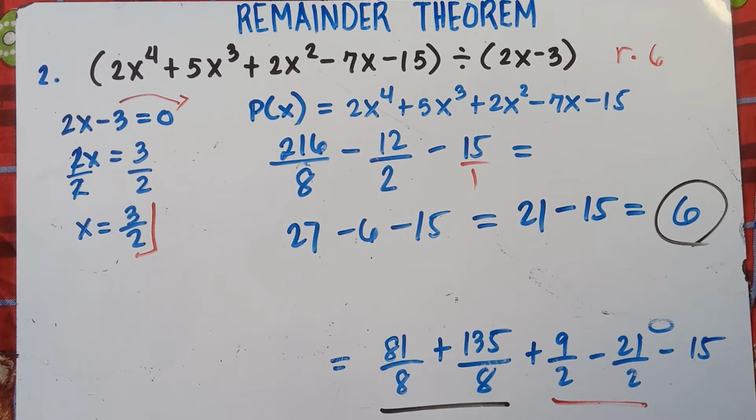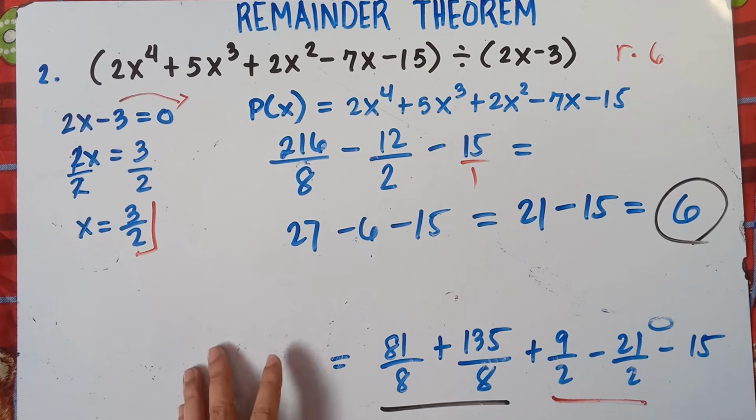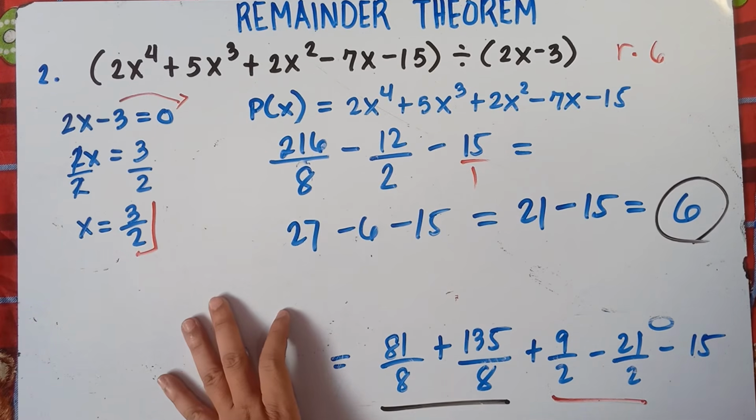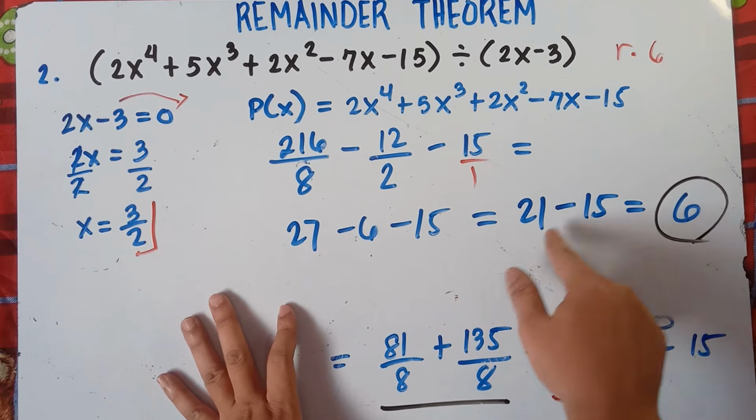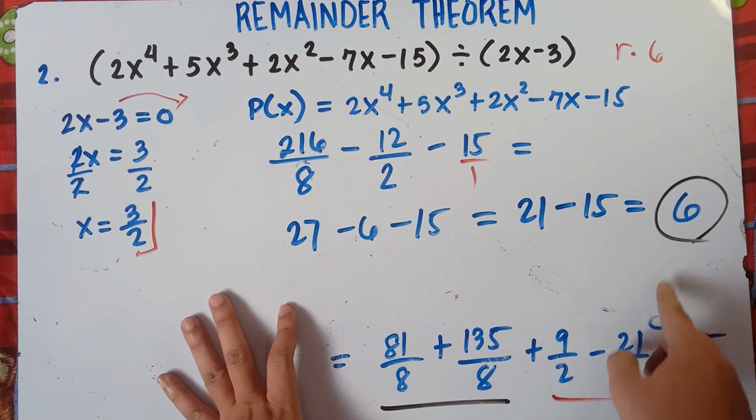Quite complicated, right? For evaluating. It is complicated, class, because we solved that one step by step for you. So let's try, class. Using synthetic division, our remainder, class, is 6. So let me check. 27 minus 6, that's 21. 21 minus 15, that is 6.